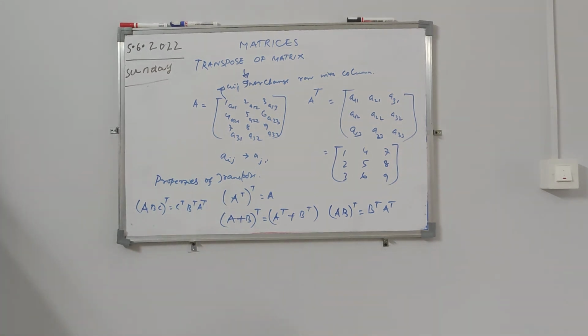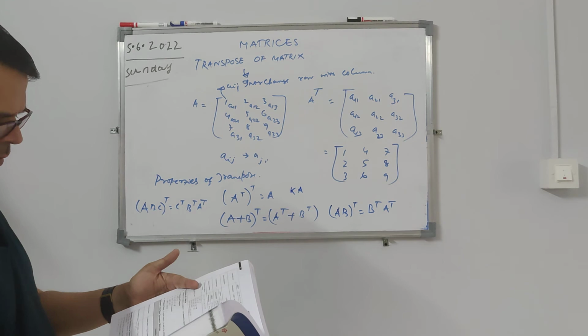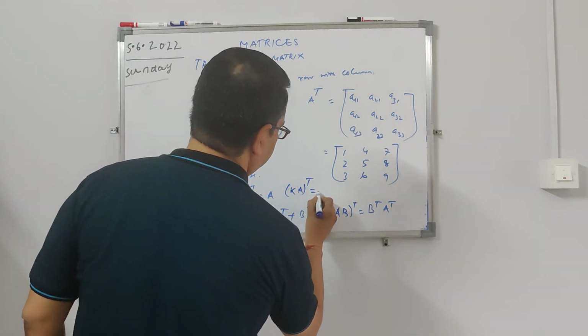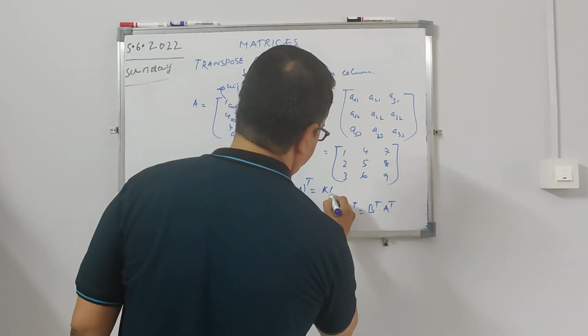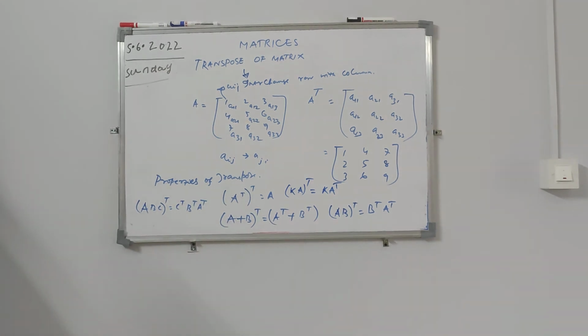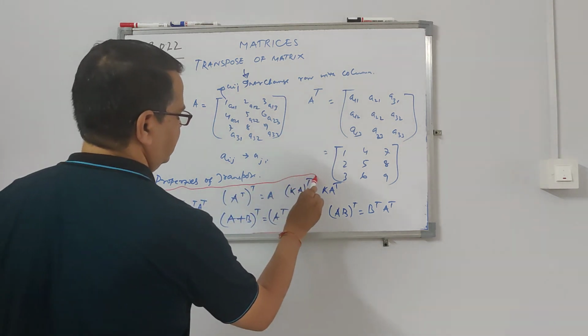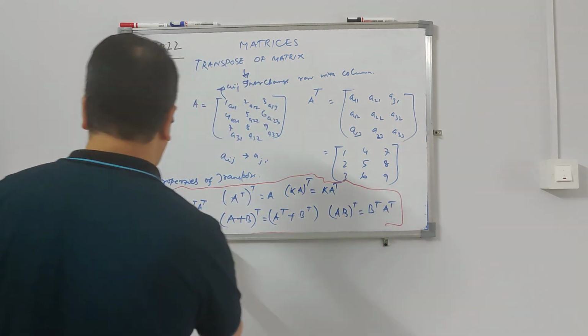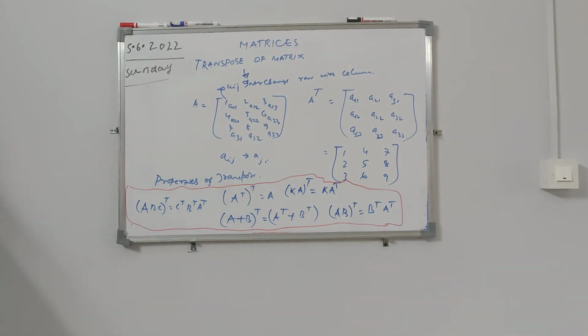And another one is (KA) whole transpose is equal to K into A transpose. This is also important. K is scalar. So these are some of the important properties of transpose that you should remember. We cannot spend much time in deriving those things.